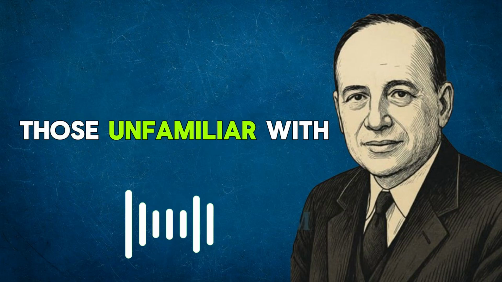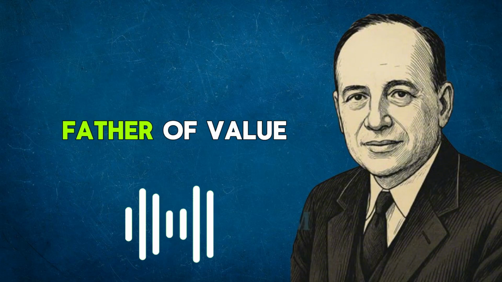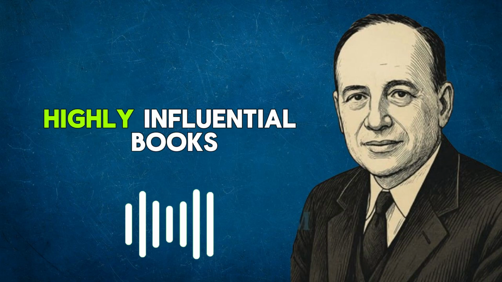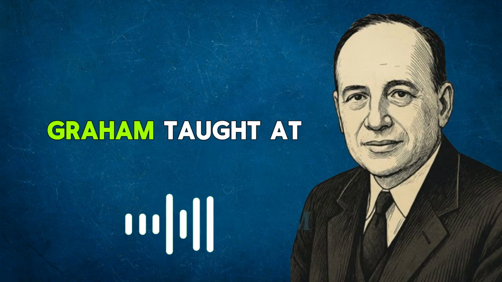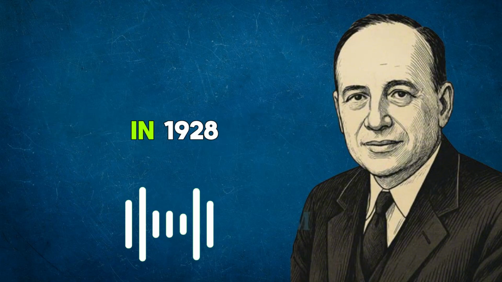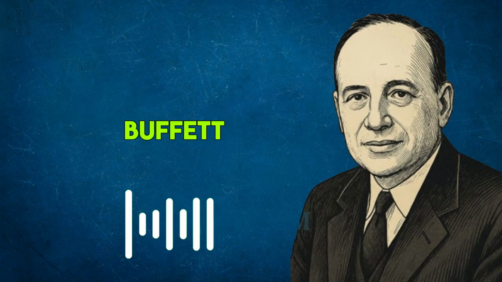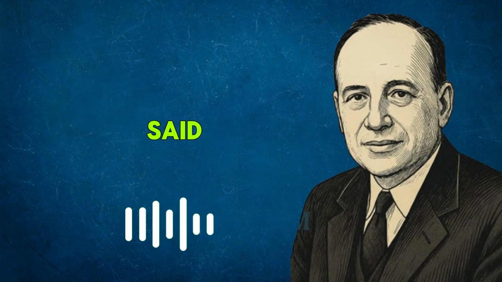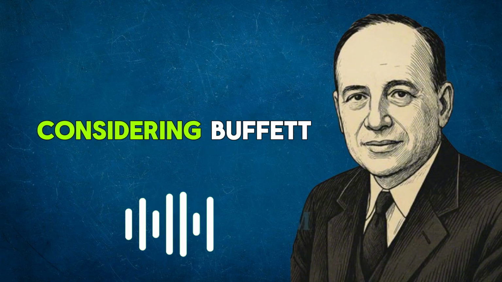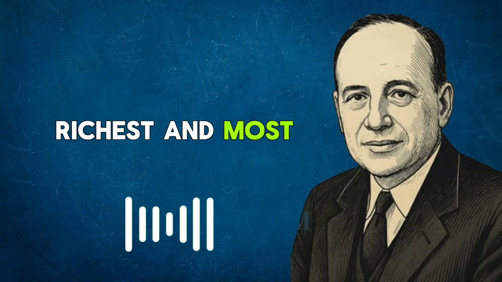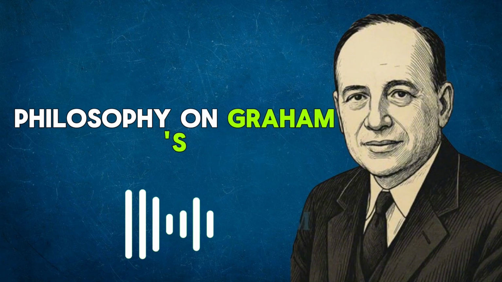To give those unfamiliar with him a bit of context, Benjamin Graham is considered the father of value investing. He wrote two highly influential books, Security Analysis and The Intelligent Investor. Graham taught at Columbia University starting in 1928, and one of his most famous students was Warren Buffett. Buffett has openly said that nearly everything he knows about investing came from Graham's teachings, considering Buffett one of the richest and most successful investors ever. He bases his entire investment philosophy on Graham's ideas.